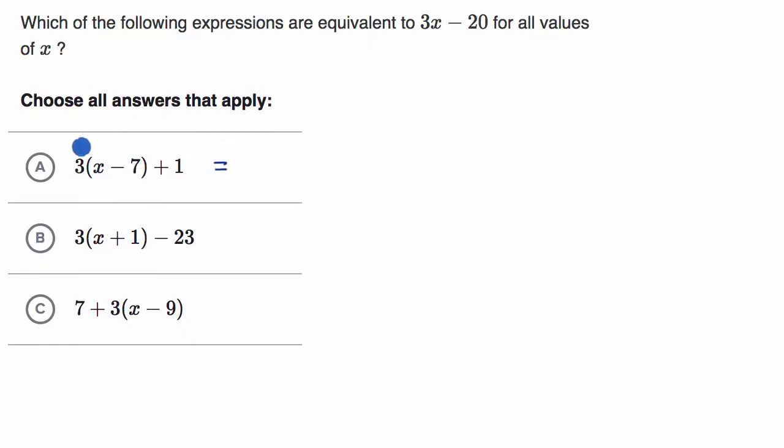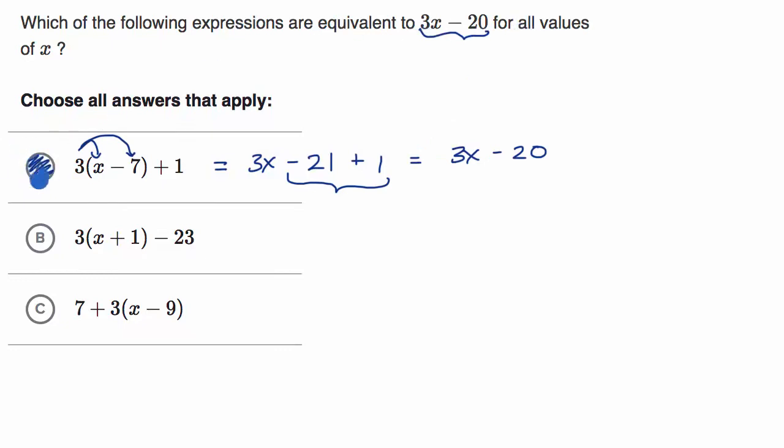So that's going to be equal to 3 times x, which is 3x, minus 3 times 7, which is minus 21. So all I did is I distributed the 3 on the x minus 7, and that's 3x minus 21. And then we have plus 1. Now what is negative 21 plus 1? Well, that's going to be equal to negative 20. So this is going to be equal to 3x minus 20, right? This is exactly what we originally had. And since we did it algebraically, we know that it works for all values of x. So we like this choice.